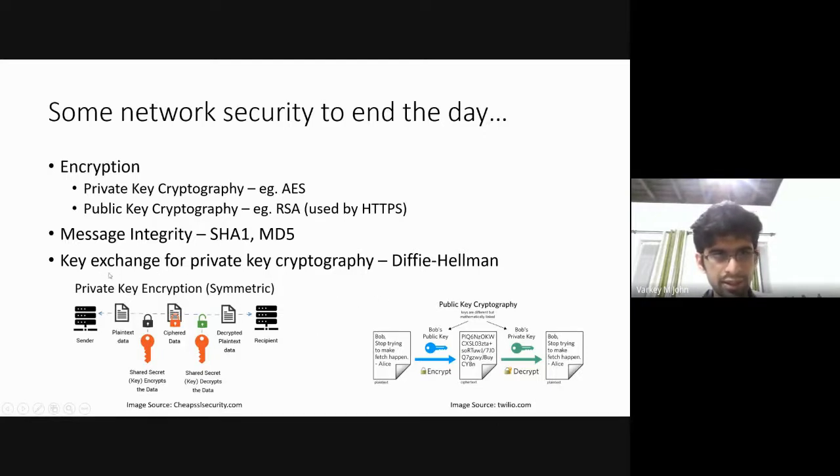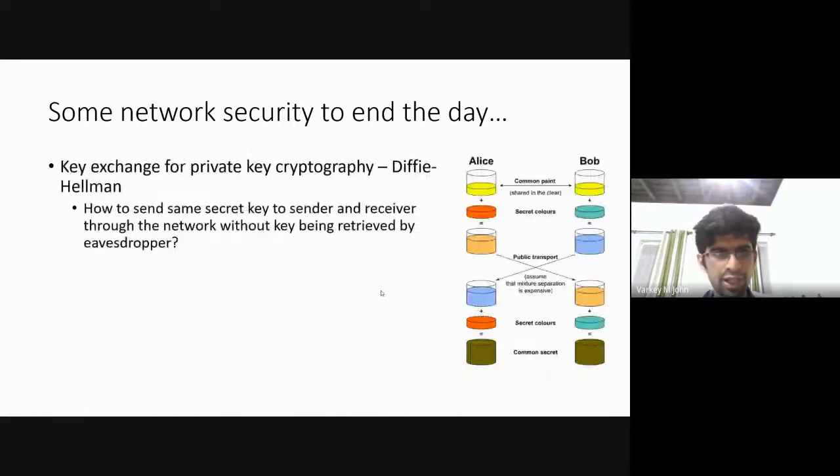Then key exchange, for private key cryptography. In secret key encryption, you need to first make sure that this is the secret key that you want to use for all communication. So how do you send the secret key to both parties? Because if you send the secret key, the attacker can get that secret key and then use it. So the Diffie-Hellman algorithm is used for this very purpose.